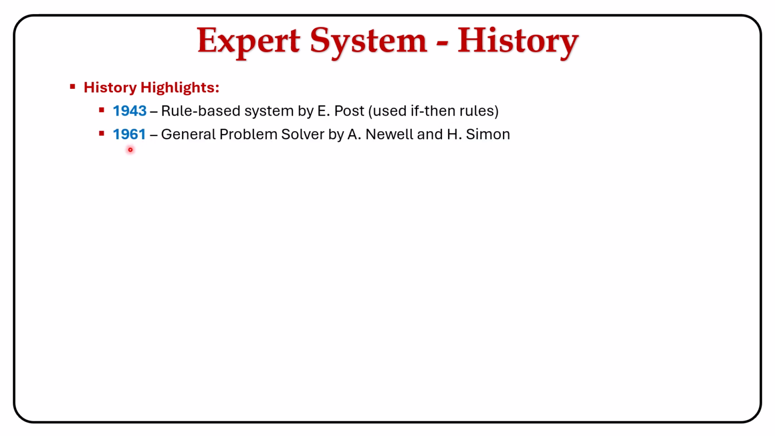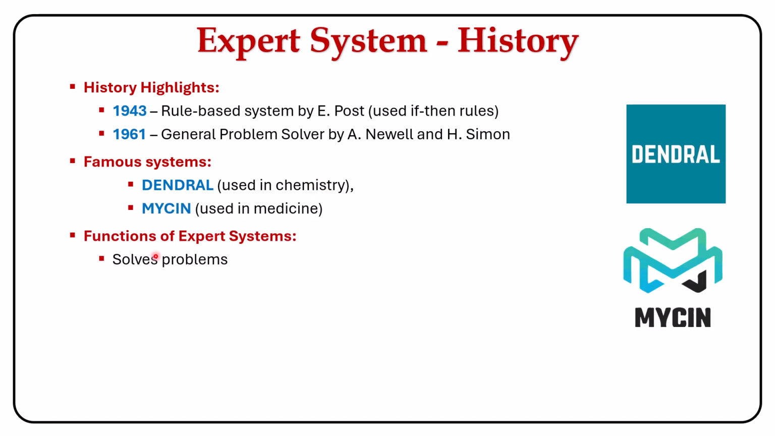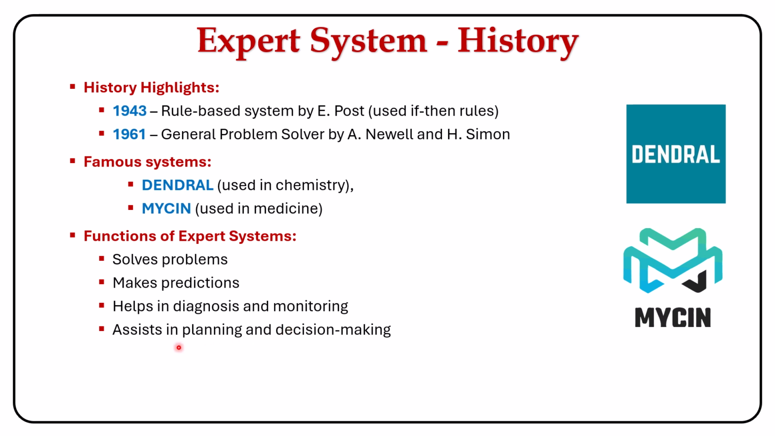Later, in 1961, the General Problem Solver by A. Newell and H. Simon was developed. The famous expert systems are Dendral, which is mainly used in chemistry, and Mycin, which is mainly used in the medical field. The functions of expert systems are to solve problems, make predictions, and help in diagnosis and monitoring. They also assist in planning and decision making.